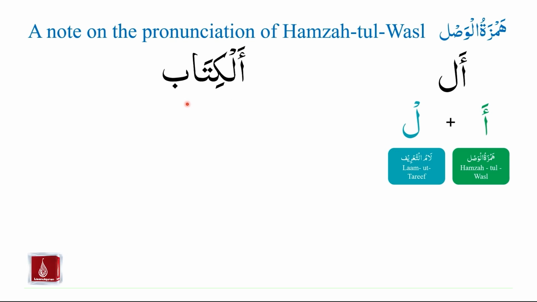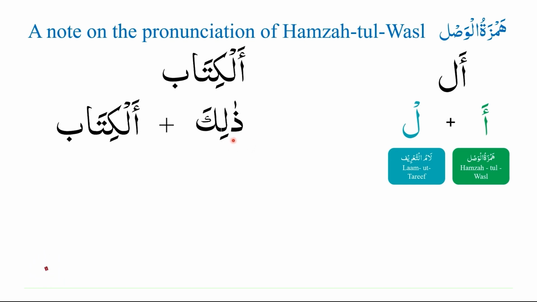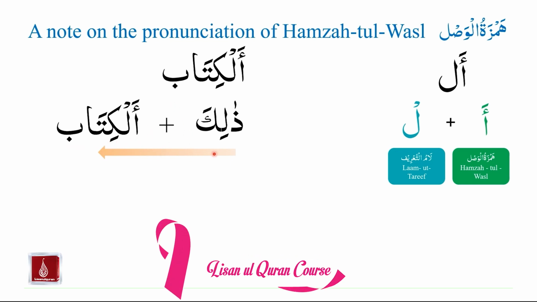Now what if I want to add more words to Al-Kitab in a sentence? Here is an example. I have Zalika Al-Kitab. If I want to say this, there is a bit of a break in between these two. Zalika Al-Kitab. This pause in the middle breaks the flow of what I'm trying to say.